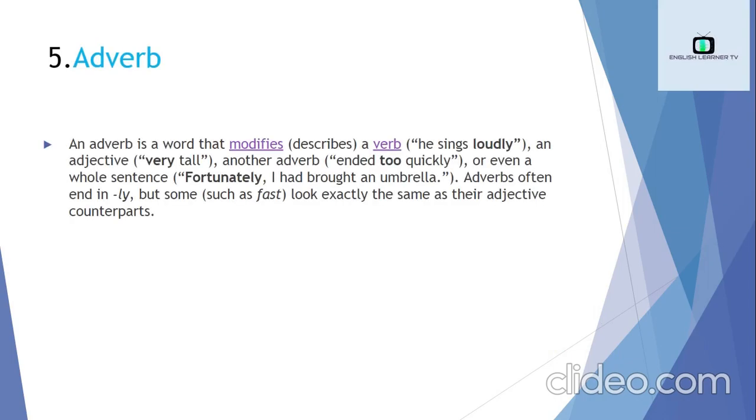5. Adverb. An adverb is a word that modifies or describes a verb. He sings loudly. An adjective: very tall. Another adverb: ended too quickly. Or even a whole sentence: Fortunately, I had brought an umbrella. Adverbs often end in -ly, but some, such as fast, look exactly the same as their adjective counterparts.